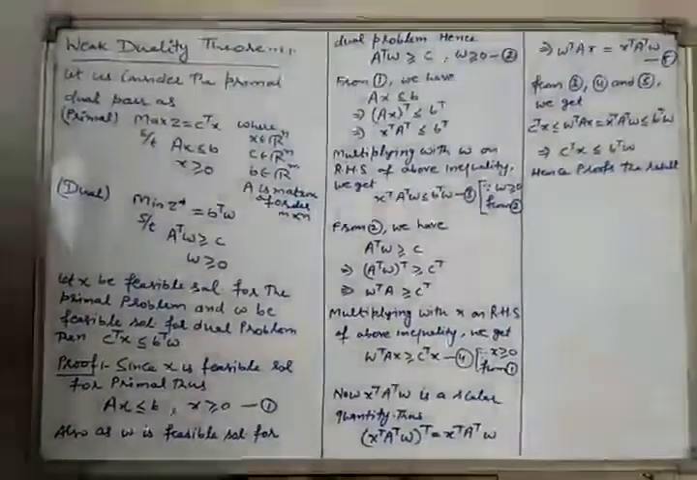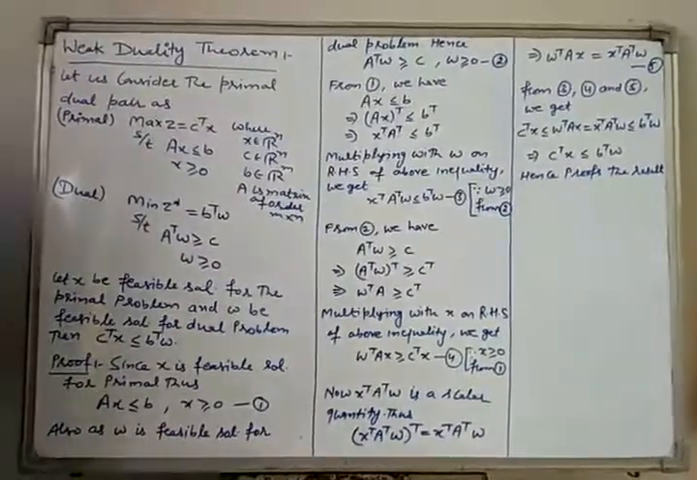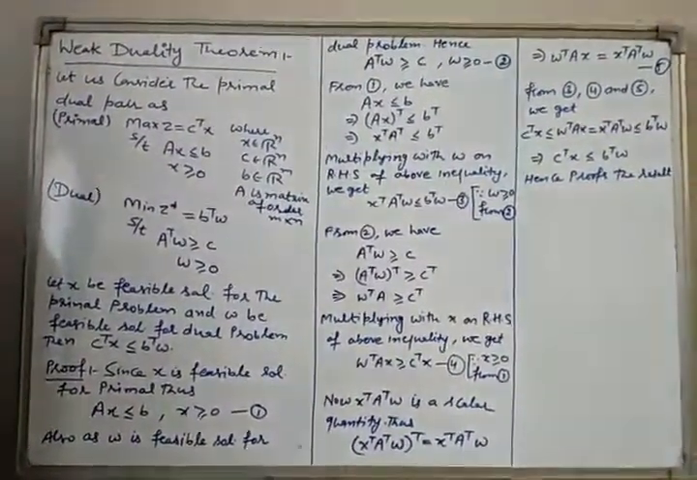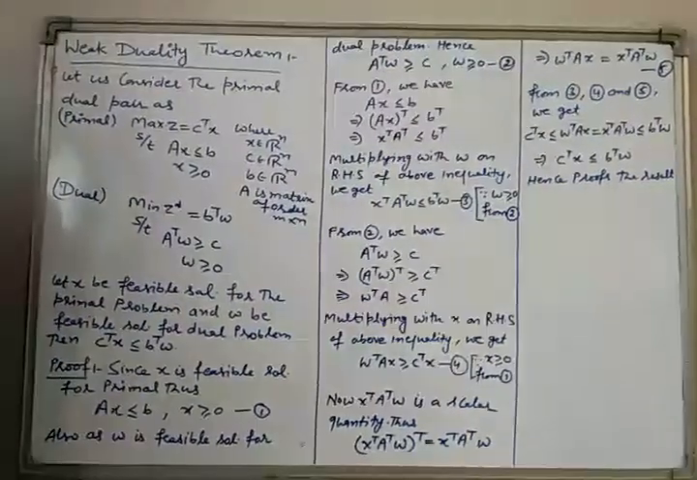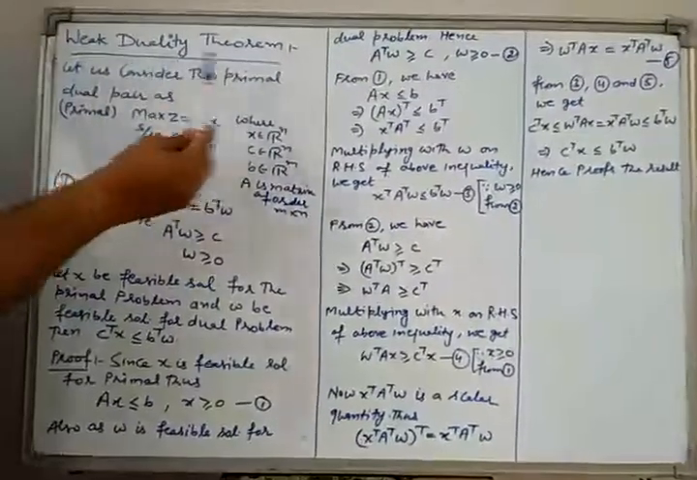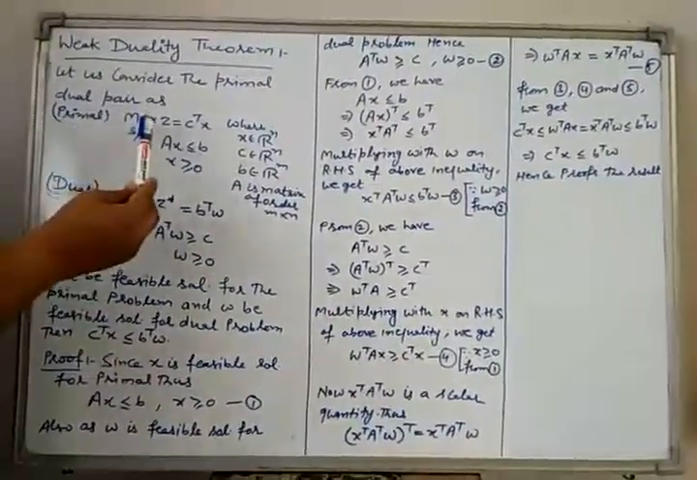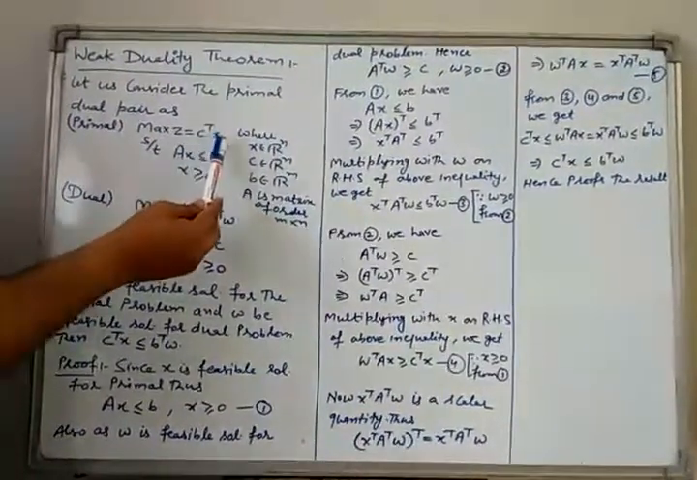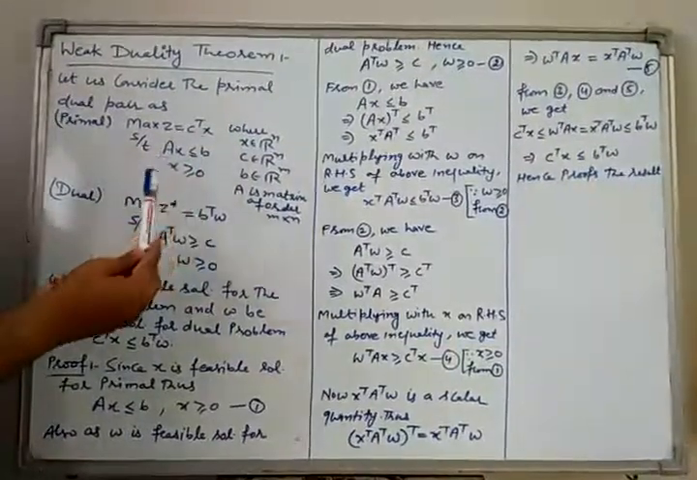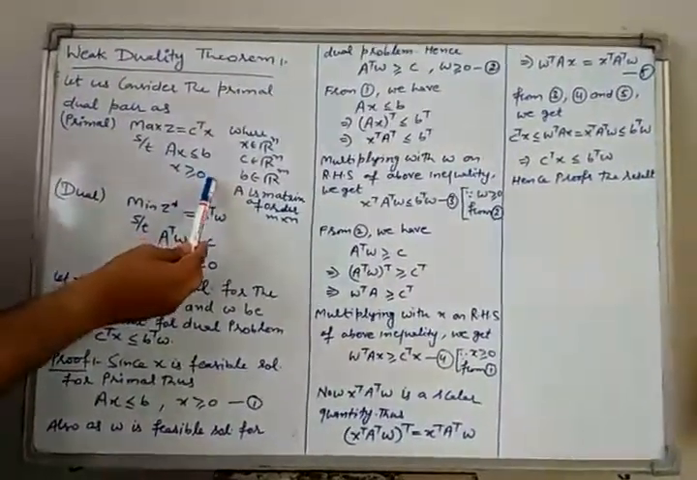Today I am going to discuss the relationship between the primal problem and dual problem, which are in the form of duality theorems. The first theorem which I am going to discuss is the weak duality theorem. Let us consider the primal and dual pair. Our primal problem is to maximize the objective function C transpose X subject to the conditions Ax less than or equal to B with non-negativity restrictions, that is X greater than or equal to 0.